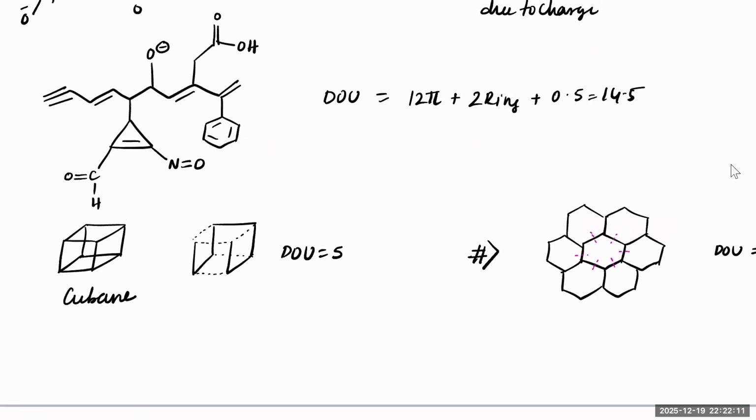Check out a similar case here. You can have NO2. I mean, two ring structures, right? So that makes it 2. Number of pi bonds are 12. Now this O minus can take one H plus, so that makes it half. So 14.5 is the degree of unsaturation.